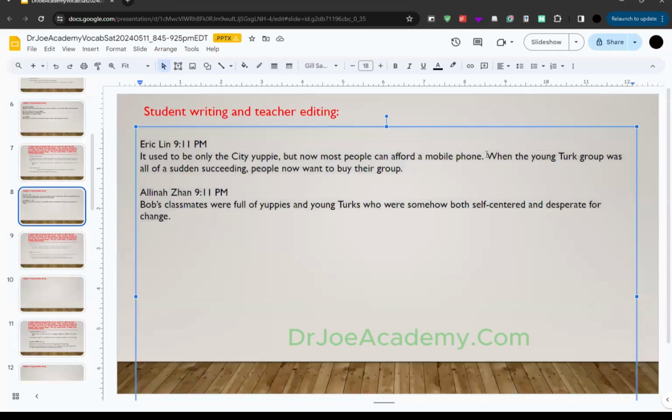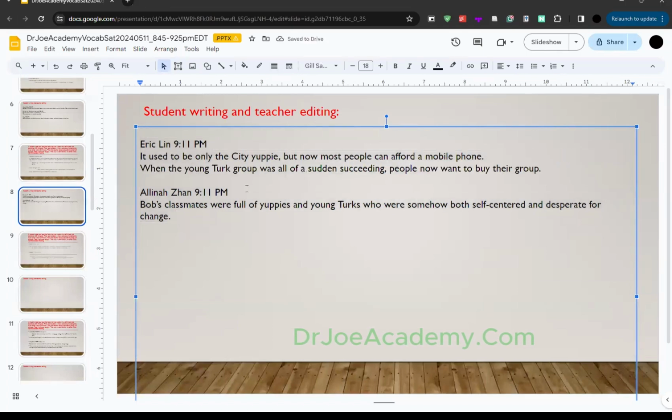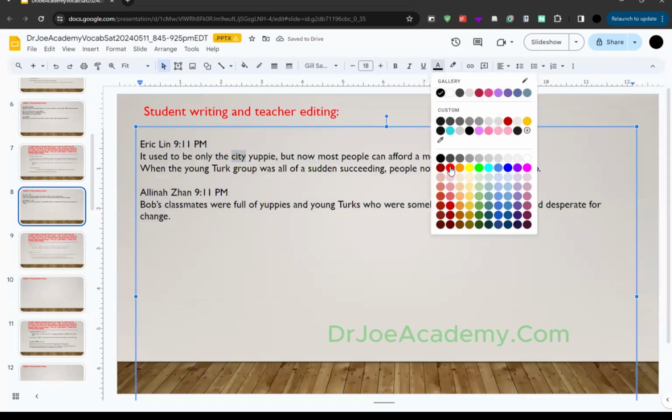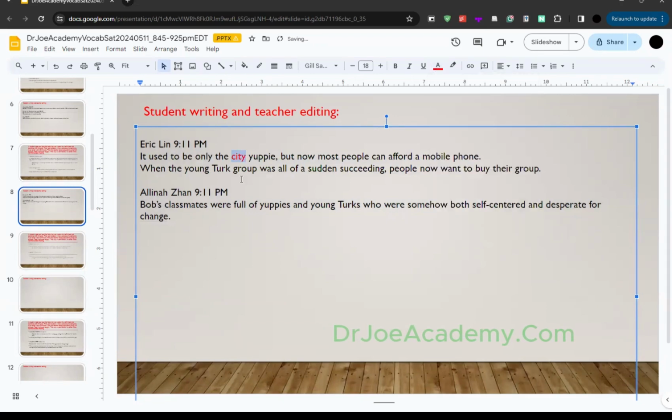Great job, Eric. So these are both two really well-written sentences, and they both use the two words correctly. The only thing that I want to change here is instead of capitalizing the word city, we can just write it like this since we are using it to describe someone, and it's not really a proper noun that needs to be capitalized. But otherwise, great job, Eric. These are two very great sentences, and they use both words correctly.